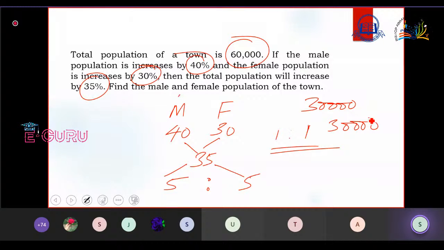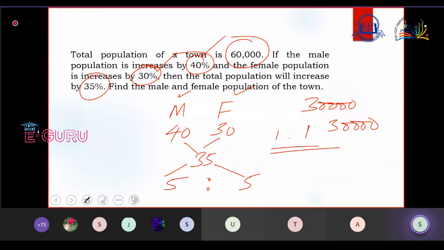Two categories are here, male and female. Just write down the value given just below that. It is given that 40% male population increase, so 40 is just below male, and 30% female population increase, so just below female we will write 30. If it is decreasing instead of increasing, then we will put minus 30 instead of plus 30.